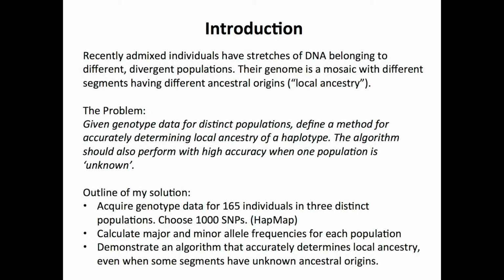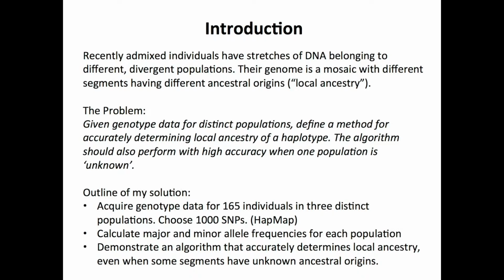When individuals from divergent populations breed, let's say this happens just one time for the sake of argument, successive generations will have arbitrary stretches of genome from the other population, and that's due to recombination. Here I state the problem. Given genotype data for distinct populations, define a method for accurately determining local ancestry of a haplotype. The algorithm should also perform with high accuracy when one population is unknown.